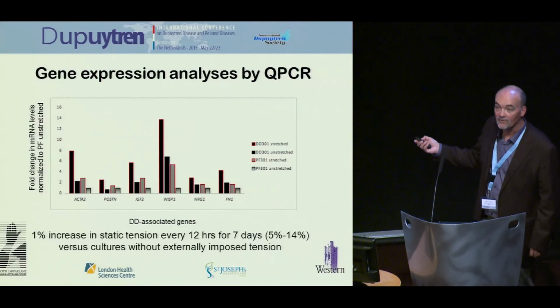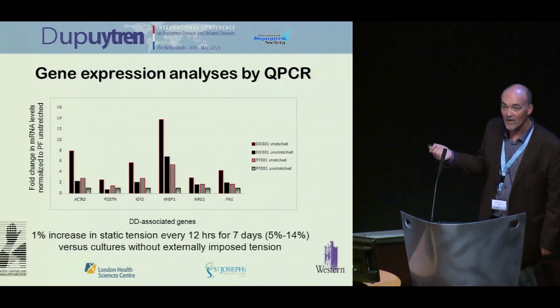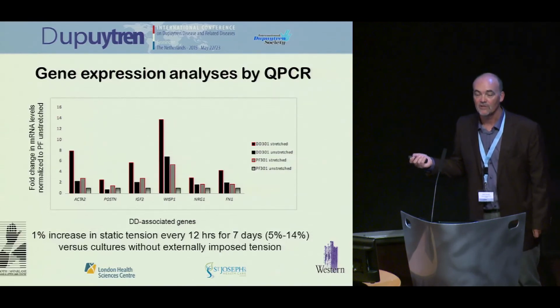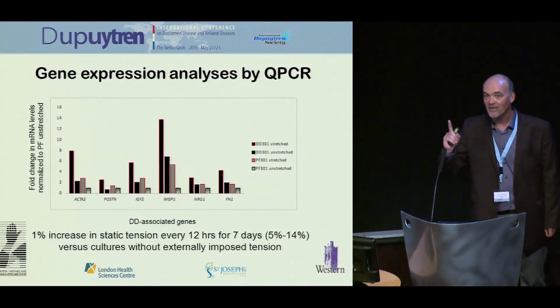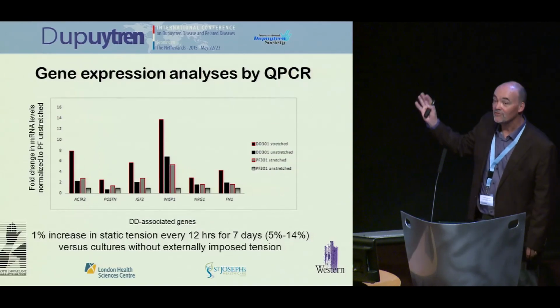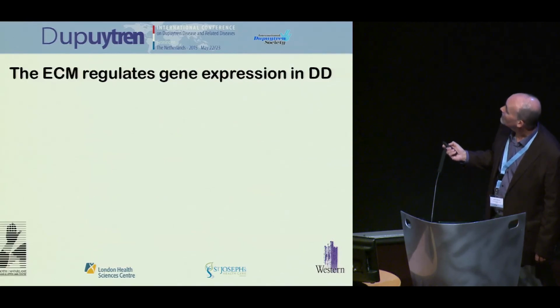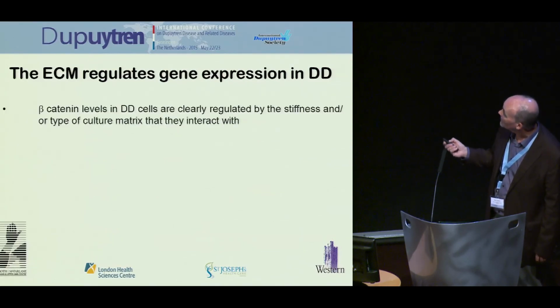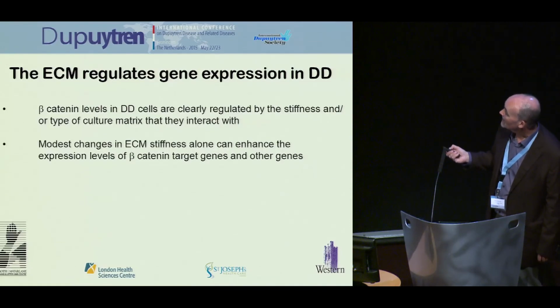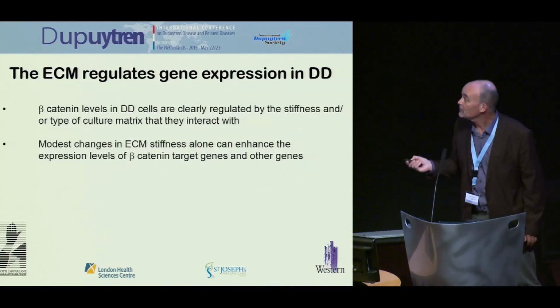Essentially, what we see is this. Between a 2-fold and up to 8-fold upregulation in gene expression by imposing a 1% increase in stiffness per day. That's how sensitive these cells are to changes in matrix stiffness. So, I guess in summary, the ECM regulates gene expression in Dupuytren disease. They're clearly regulated by stiffness and the type of culture matrix. Even a modest change can enhance gene expression levels, both of beta-catenin driven genes and many other genes.